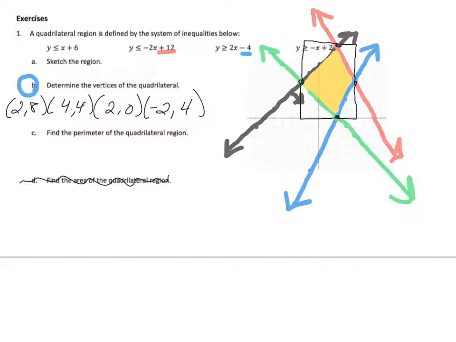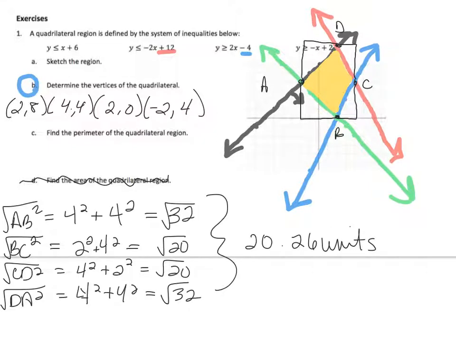Cool. So I'm going to push pause and work through the measurements of each one of those hypotenuses. Or is it hypotenusae? Just kidding. Alright, I found the length of each side of the quadrilateral, added them together, and I have my perimeter. Okay, let's move on to the next slide to do the area.